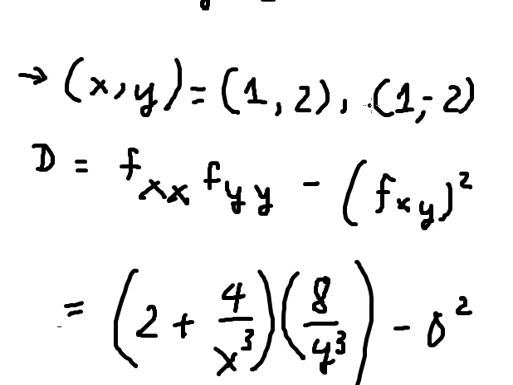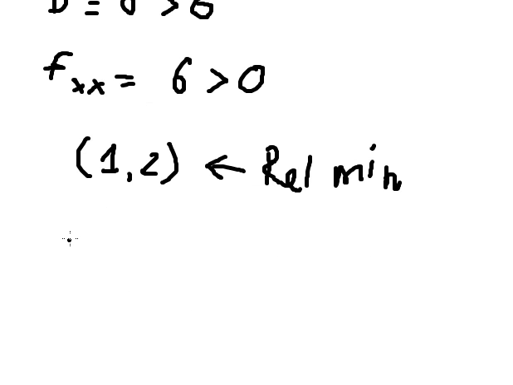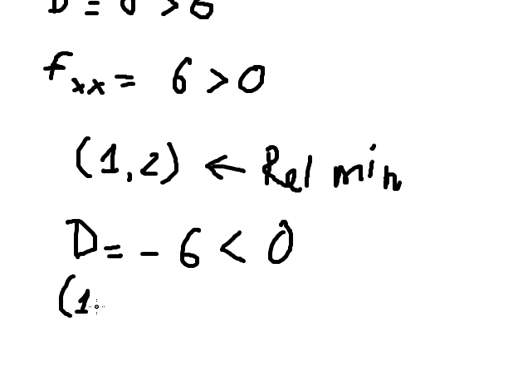Now let's go to 1 and negative number 2. So if we put this one here, we have D equals negative number 6, smaller than number 0. So 1 and negative number 2 is a saddle point.